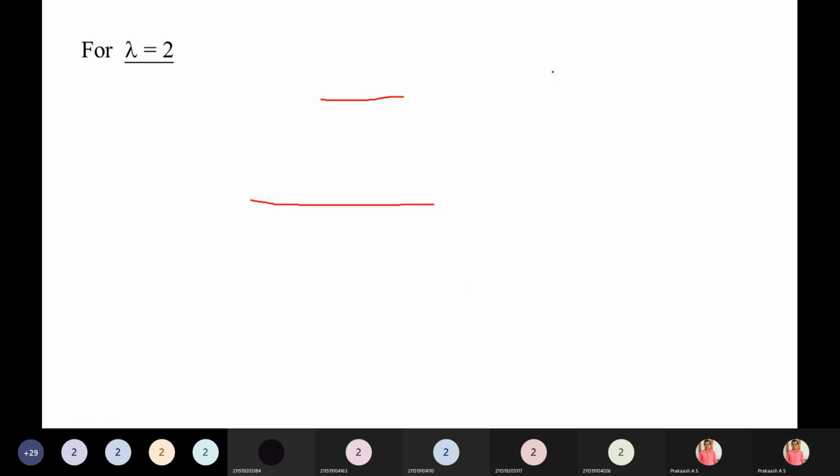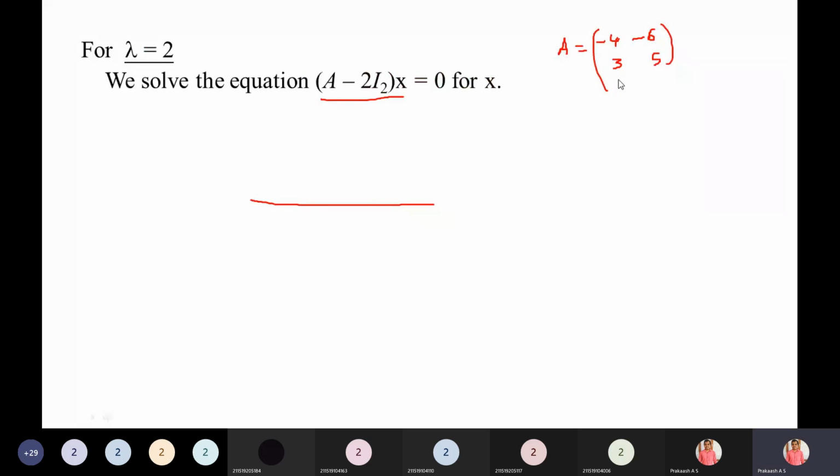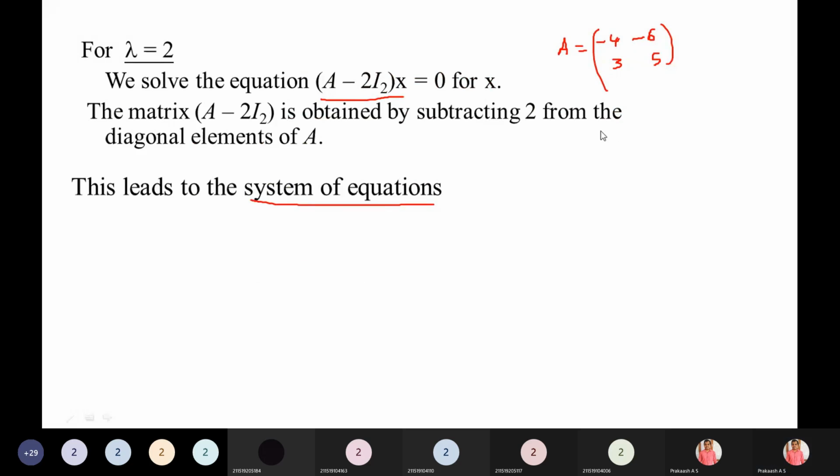The A matrix is -4, -6, 3, 5. Okay. So I have to subtract the 2I from the main diagonal elements of A. So A minus 2I: I'm getting -4 minus 2, the remaining elements -6 and 3 stay, and 5 minus 2.